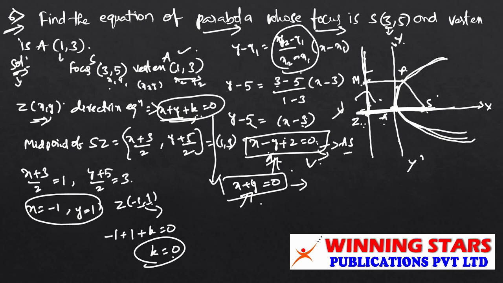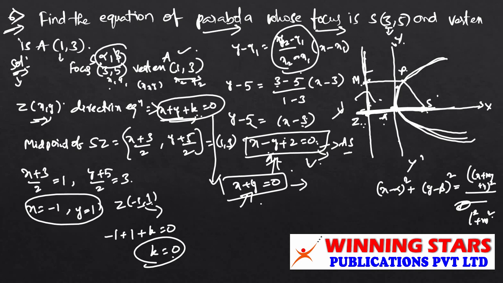So you go there in your textbook page number. There are formulas we discussed, no? 9 formulas are there. So the last formula, that is x minus alpha whole square plus y minus beta whole square is equal to lx plus my plus n whole square, divided by l square plus m square. In this, alpha comma beta we have to take, and alpha comma beta we will take as the focus.